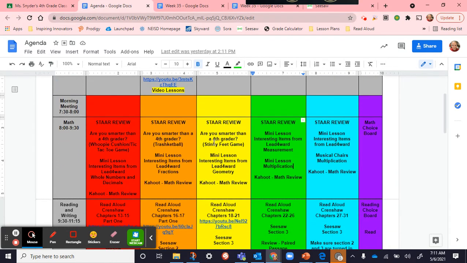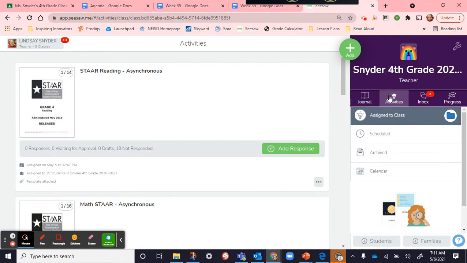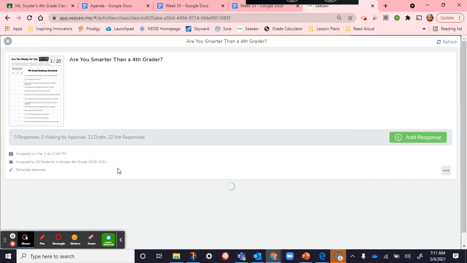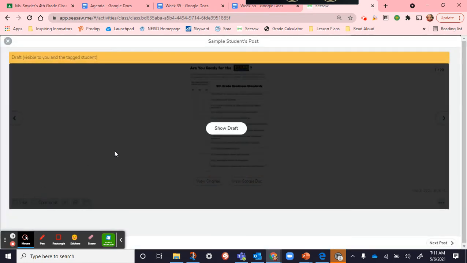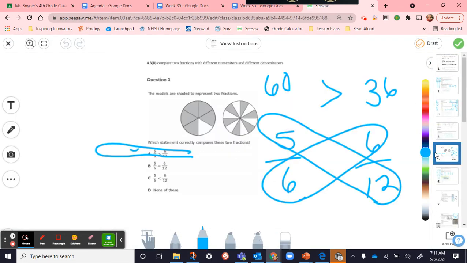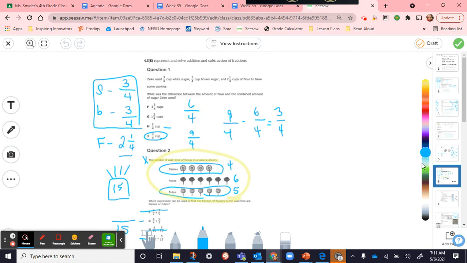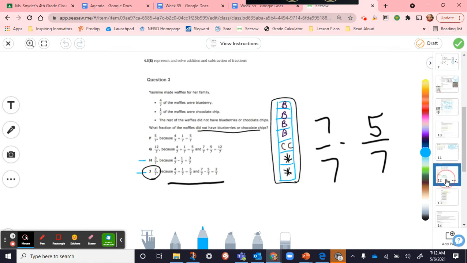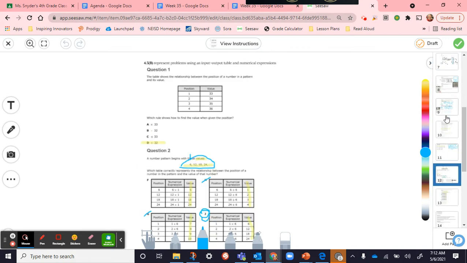So we continued working on our Are You Smarter Than a Fourth Grader, and we did our Stinky Feet game. And those questions that we went over are down here. All right, so we started off, I think it was, let me just work backwards. I don't remember where we started, but anyways, we did page 12, where we were talking about positions and values.